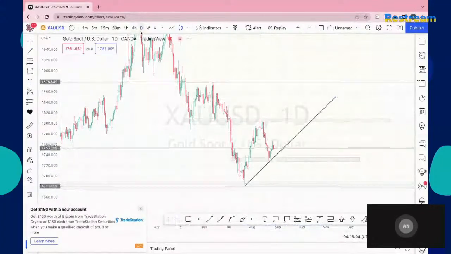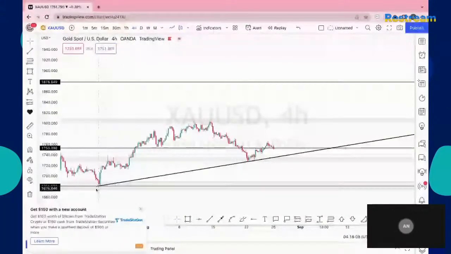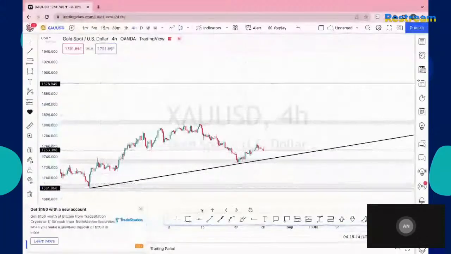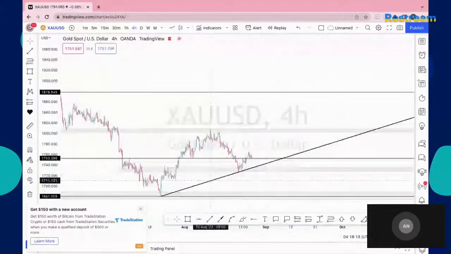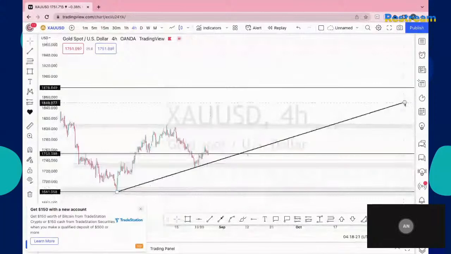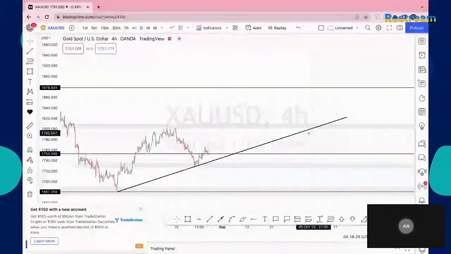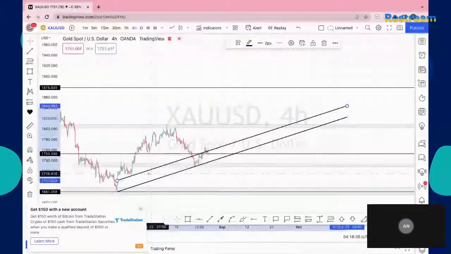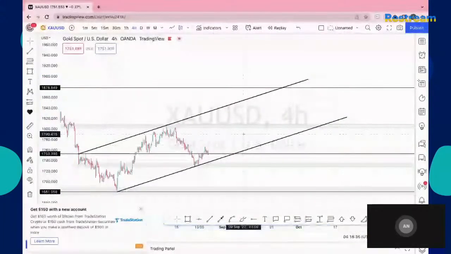Taking it down to 4 hours to adjust, you can adjust your touches and your zones according to that time frame. It shouldn't be major adjustments because whatever is on the high time frame should be on the lower time frame. You can see gold is in this trend right now.